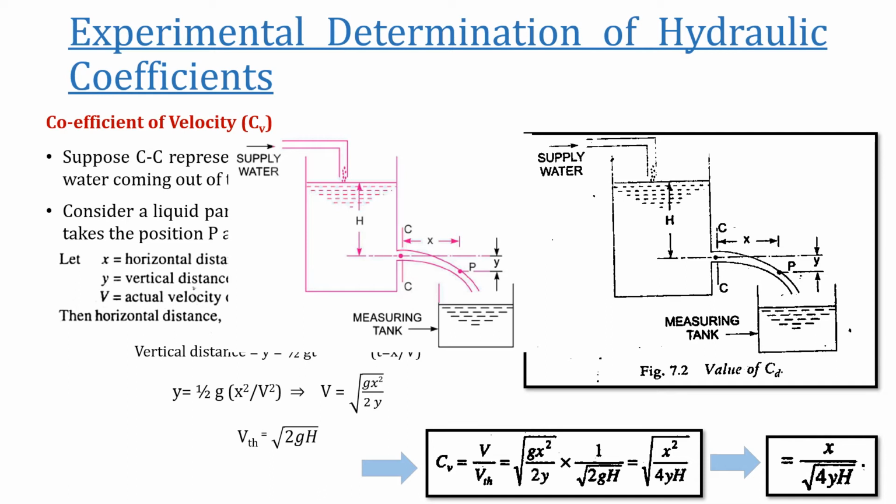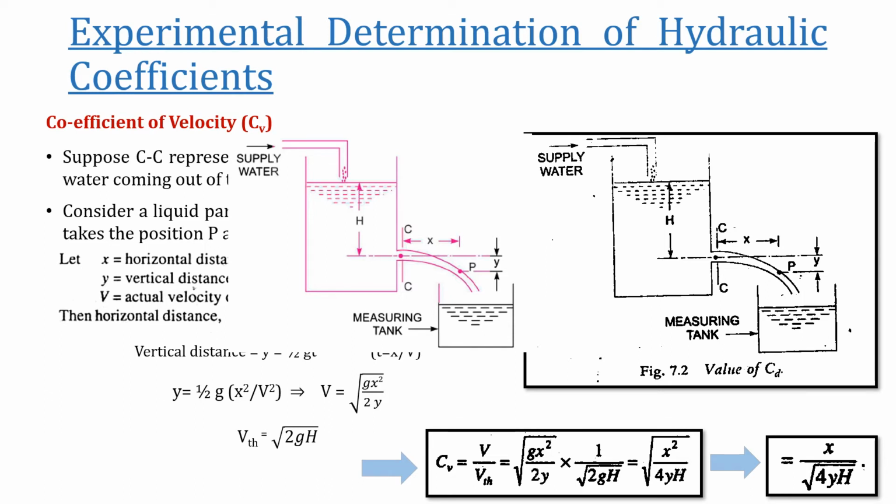Now for coefficient of velocity, as we know, the trajectory of a jet through an orifice is a parabola. So we are going to make use of that parabolic equation. Let's say this C sub C is a section at vena contracta, and we have a point P located on the jet, and the horizontal distance from vena contracta to this point P is x, and the vertical distance from vena contracta to this point P is y.